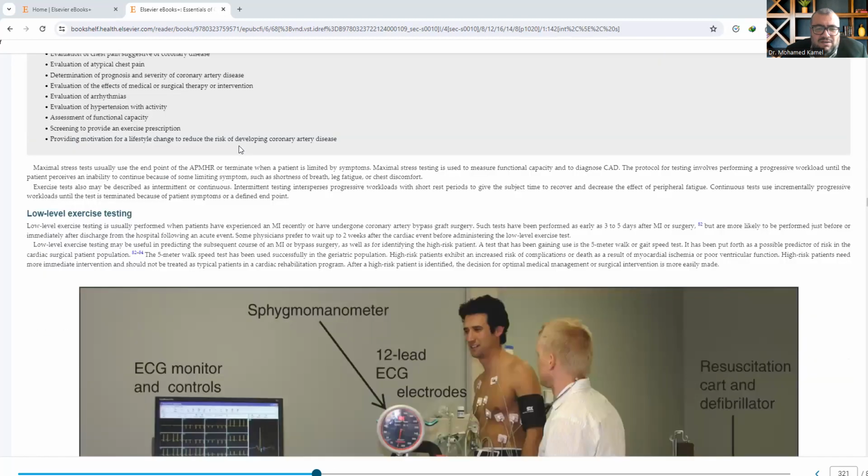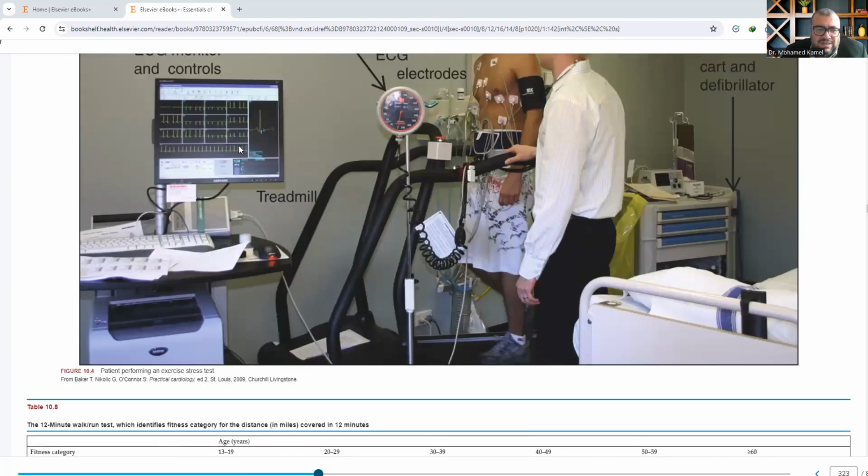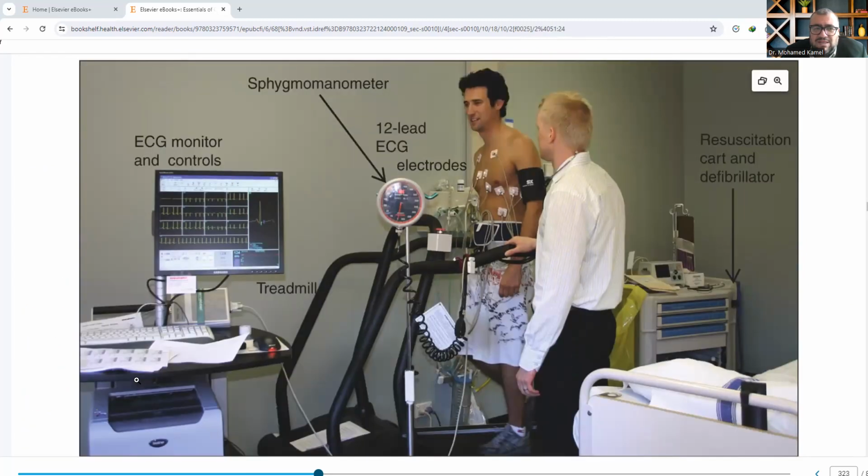So it says Figure 10. Okay, this is a patient performing an exercise stress test. As you see, this patient is doing this exercise test on a treadmill. However, the stress test could also be done on a bike or different instruments, as we will see together. And there are different measurements we are using, like a sphygmomanometer to check blood pressure, 12-lead ECG electrodes to see what is the EKG or the ECG tracing for the patient, resuscitation cart and defibrillator, just in case the patient went into any complication or severe arrhythmia or even arrested during exercise.